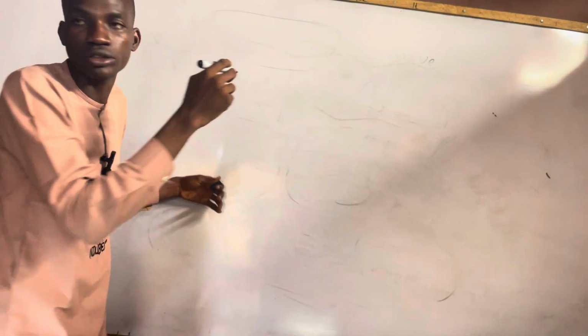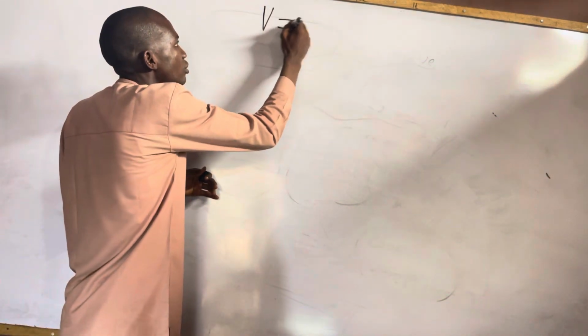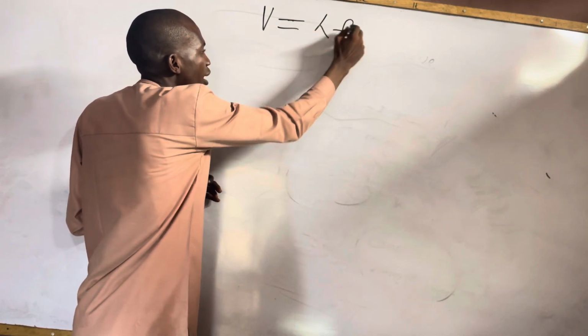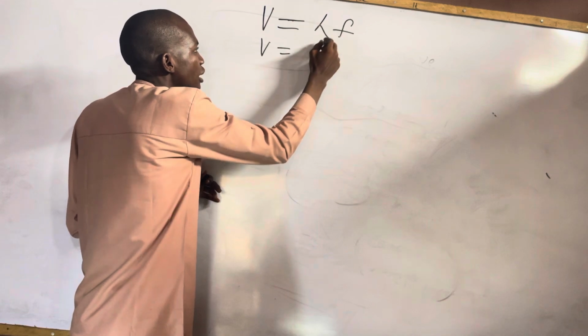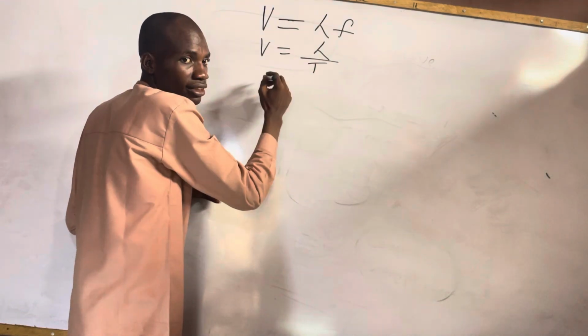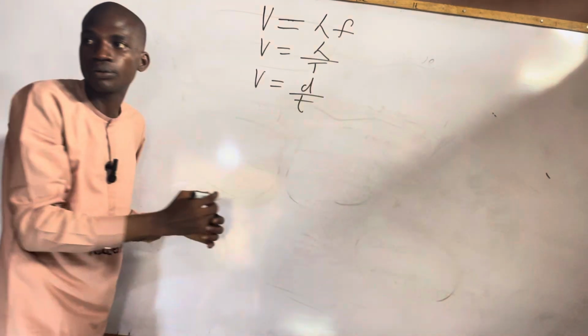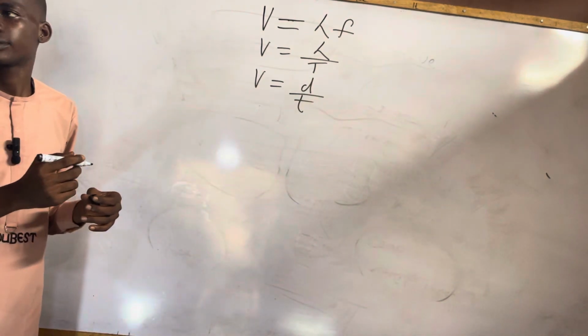They are giving you frequency. Once you see velocity and frequency, you use the wave formula. First of all, we have three wave formulas on velocity. Look at the board. Velocity equals lambda f. Velocity equals lambda over T. Velocity equals distance over time.